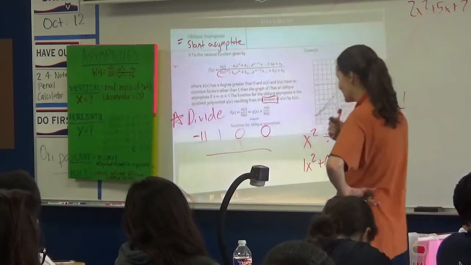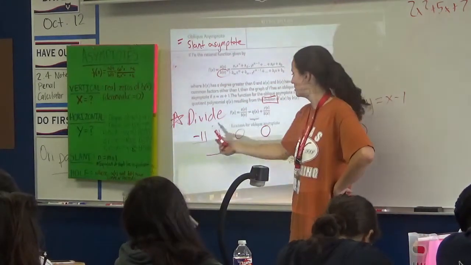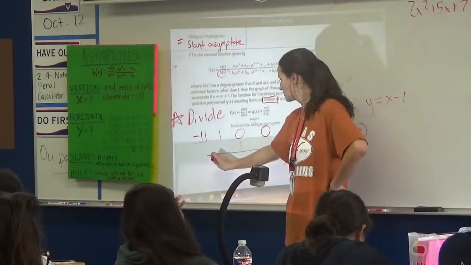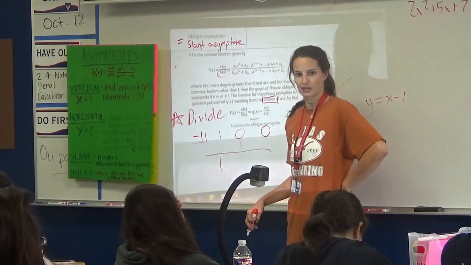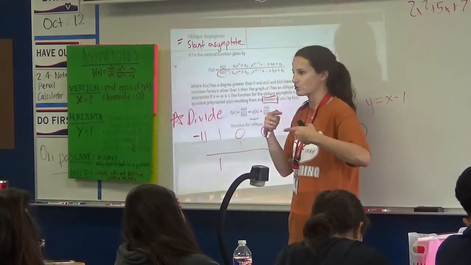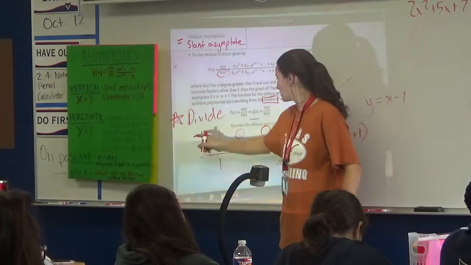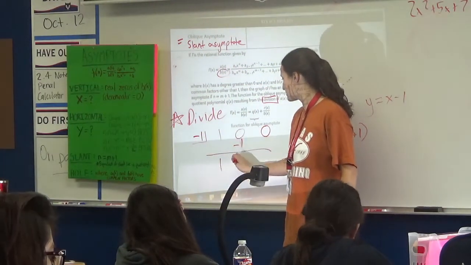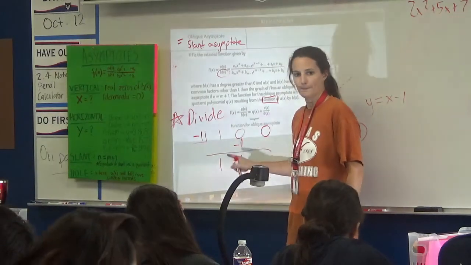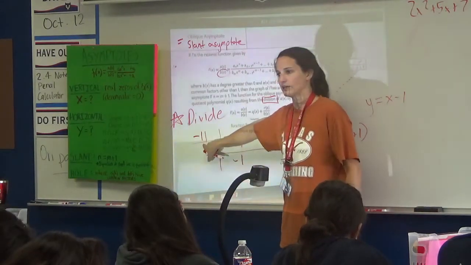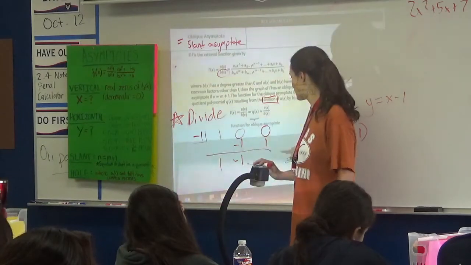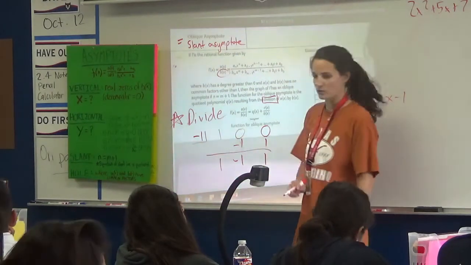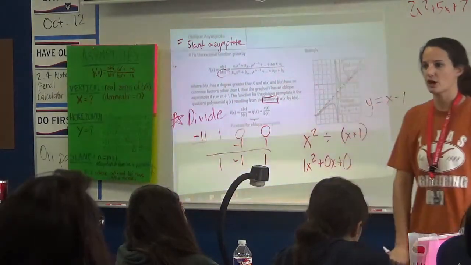Alright, let's go ahead and do our synthetic. We know the drill. We bring down the first one. Go ahead and start multiplying and adding for me. Here we go. I should see people doing their synthetic. 1 times -1. 0 plus -1 is -1. -1 times -1 becomes a +1. 0 plus 1 is 1. Okay? So we end up with our synthetic.